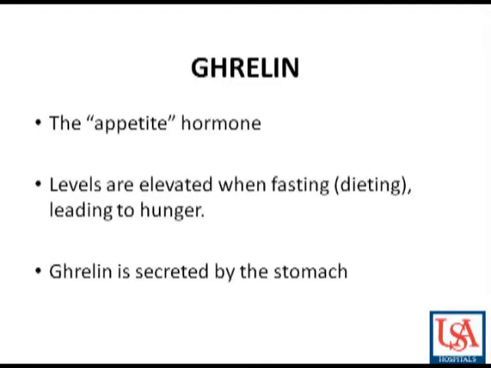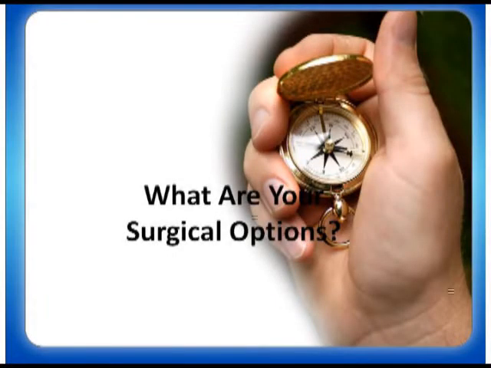One of the hormones that we're going to talk about is the hormone ghrelin. It's the so-called appetite hormone. Levels are elevated when fasting or going on a diet, leading to hunger. Ghrelin is secreted by the stomach. And we're going to talk about ghrelin later. So, if nothing else, just remember ghrelin. Ghrelin, ghrelin, ghrelin. Okay? Be fascinated by it.